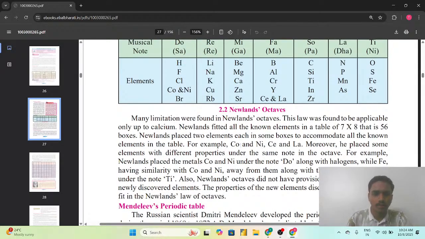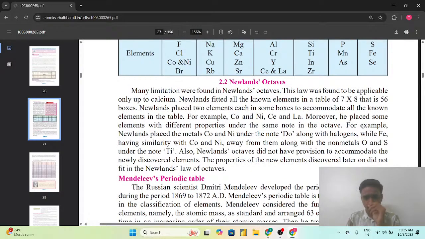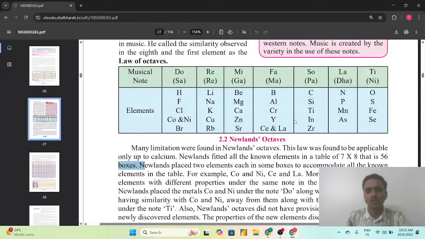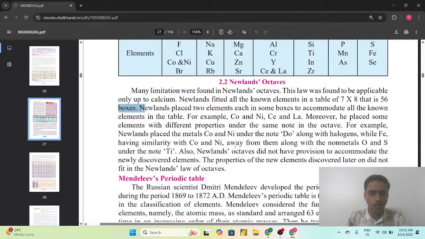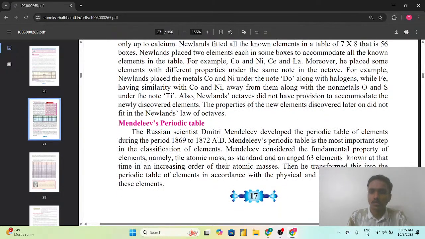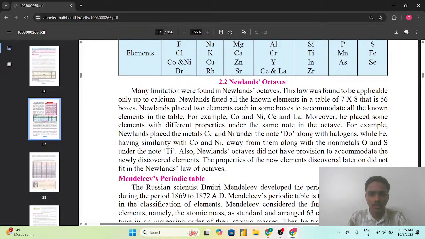So this is also one of the drawbacks. And we have also seen that he could not classify all the elements, as he was able to classify elements only up to calcium. He made a 7 by 8 table, that is 56 boxes, and classified the elements according to their atomic masses, the property he used. And this also fails, as he could not classify all the elements.